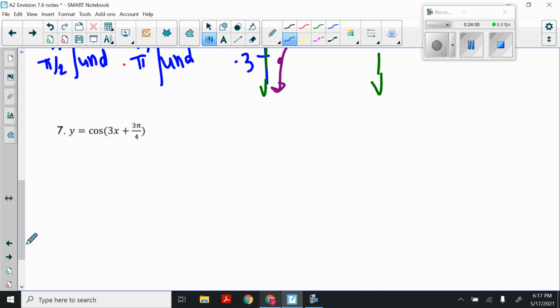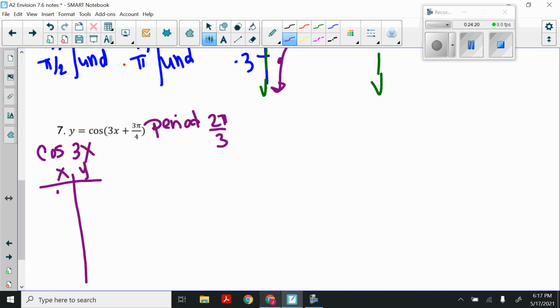All right, one more. So number 7, y equals cosine of 3x plus 3 pi over 4. We see that we have a period change. So my period is 2 pi over 3. So the parent function is cosine 3x. I know cosine starts at 0. This time I'm stopping at 2 pi over 3. Halfway between 0 and 2 pi over 3 is pi over 3. Halfway between 0 and pi over 3 is pi over 6.